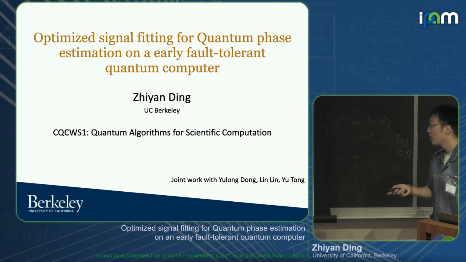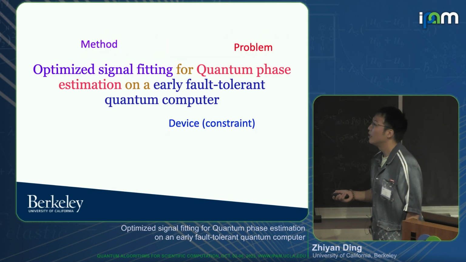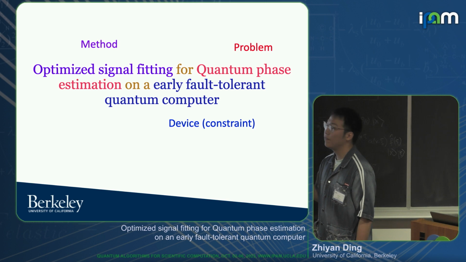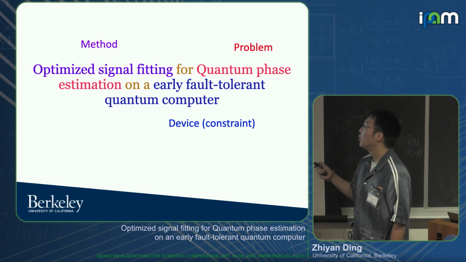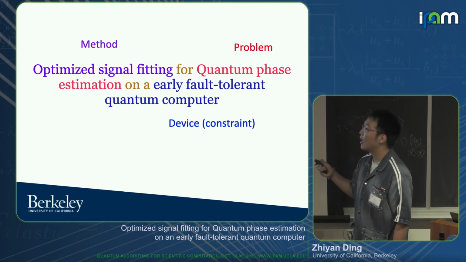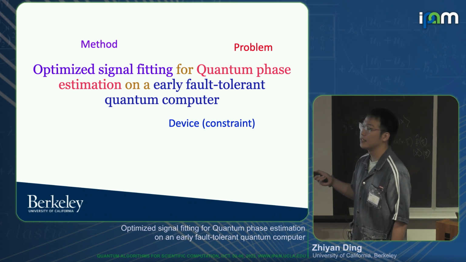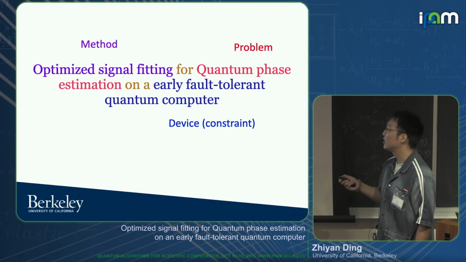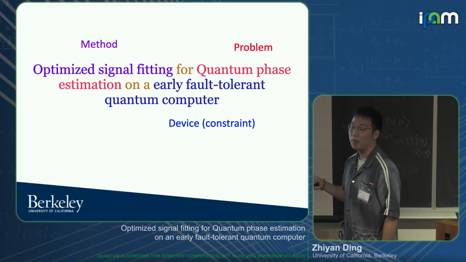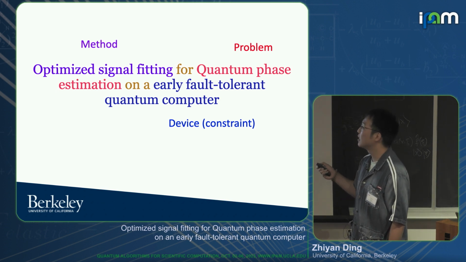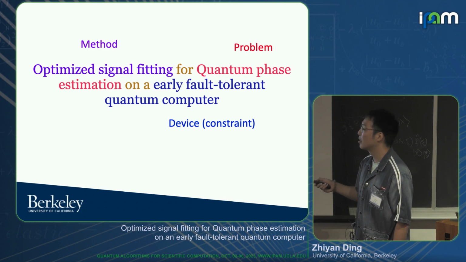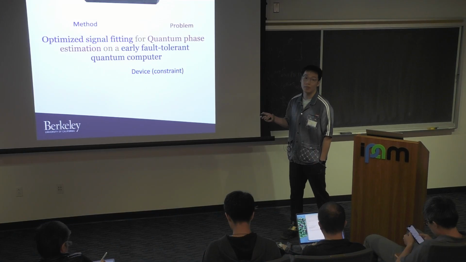Basically, in this talk, I will focus on the quantum phase estimation problem, and the method we will use is something called the optimized signal fitting. We mainly want to consider solving this problem on the early fault-tolerant quantum computer. It's some kind of device, and it will give us some constraints.